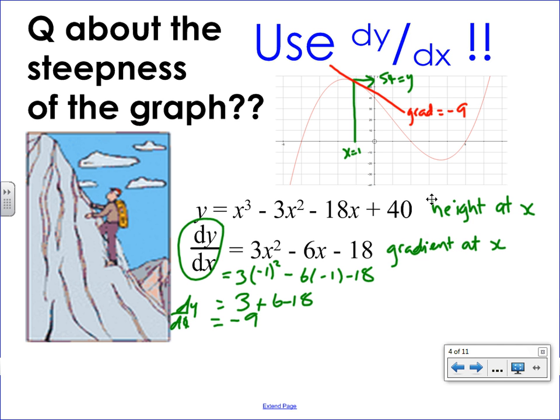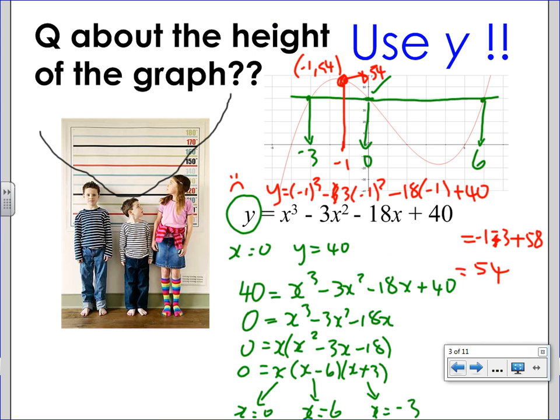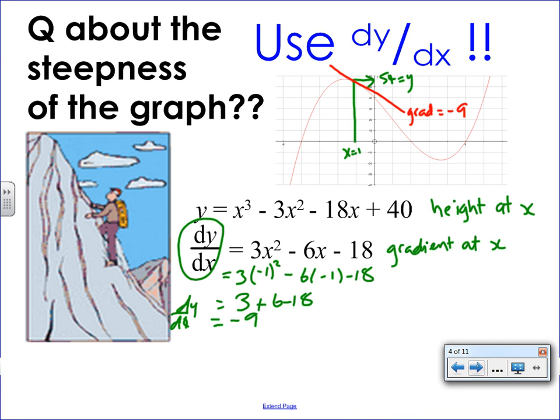Also, we could ask, where is the gradient? On the height one, we said, where is the height 40? We knew that y was 40, so we substituted that in, and we found x. And then we said, x is minus 1, what's the height? You can do the same thing with the gradient. We said, I'm at minus 1, how steep is it? But we could also say, where is the steepness 0? Where is there no steepness? Like here and here. Gradient is 0, because it's not going down, so it's not going up.